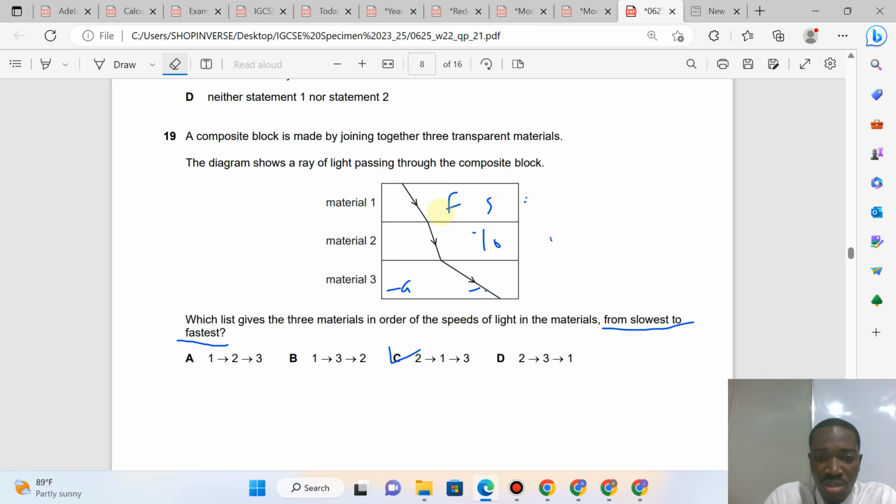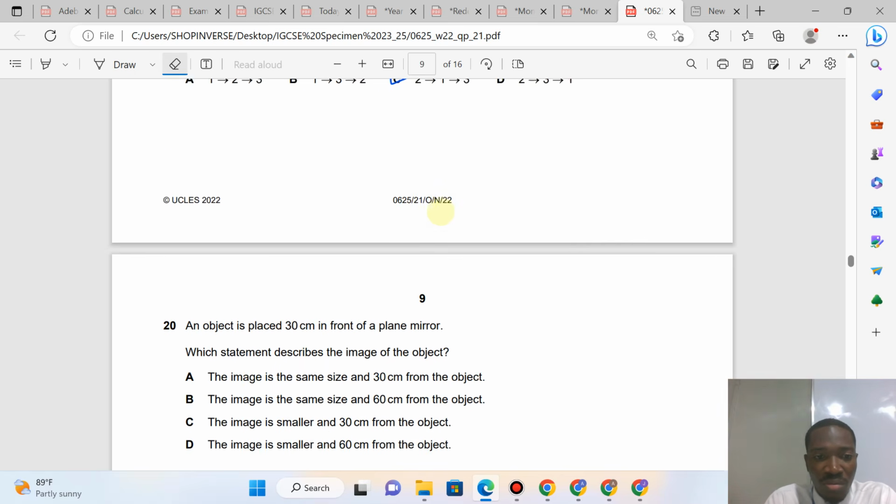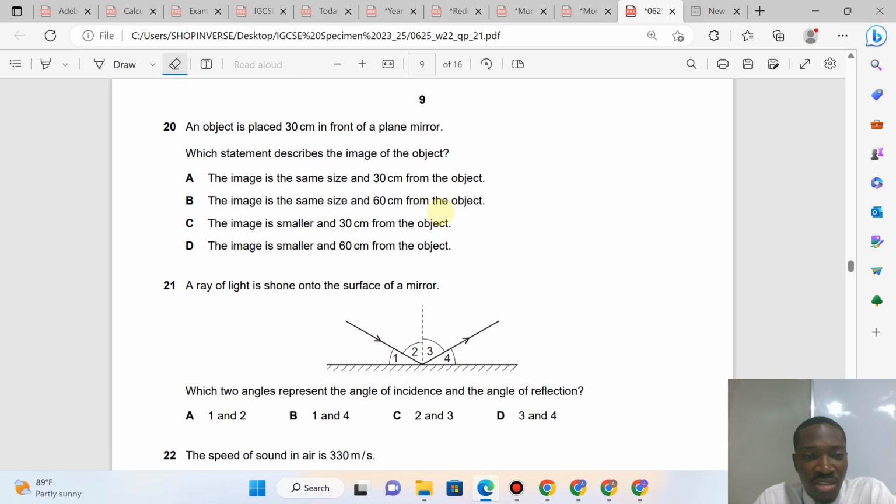Now we go straight to question number 20. An object is placed 30 centimeters in front of a plane mirror. Which statement describes the image of the object? A. The image is the same size and 30 centimeters from the object.